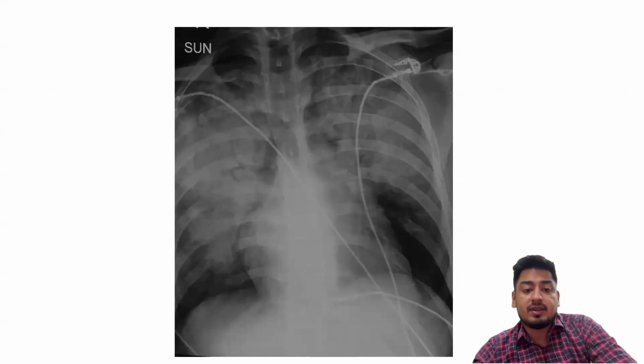Another thing is this X-ray. So in this X-ray, we can see there is a bat wing appearance. That is, from the hilum up to one third to two third of the lung parenchyma is white out, and it is more in the upper zone as compared to the lower zone. So this suggests cardiogenic pulmonary edema.